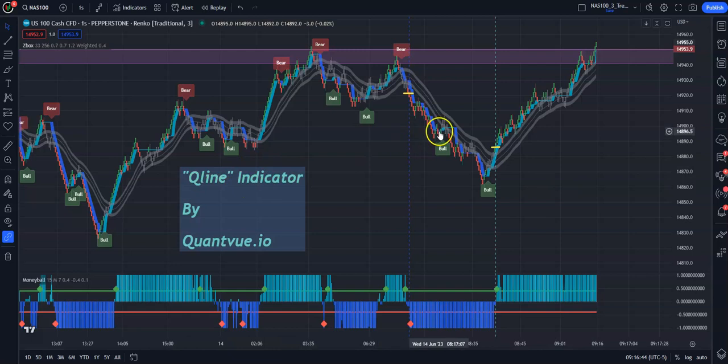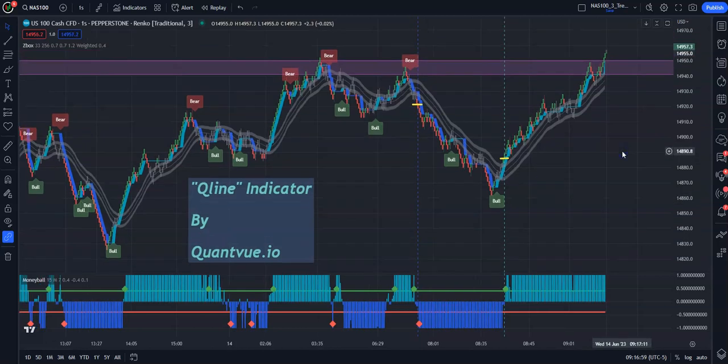So there you have it, the Qline indicator, which incorporates our new Qline trade. Boom, load it up, use one of our templates, follow the training, go to town. Very, very easy trade system to operate for a beginner or a developing trader.